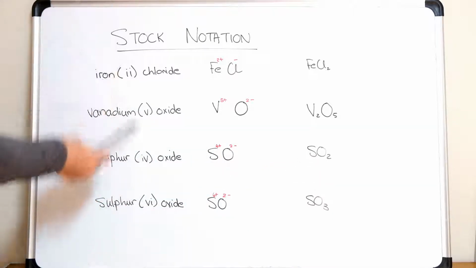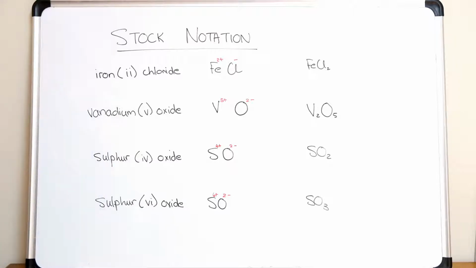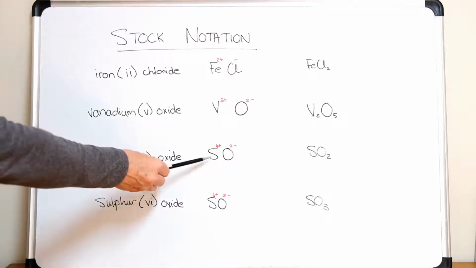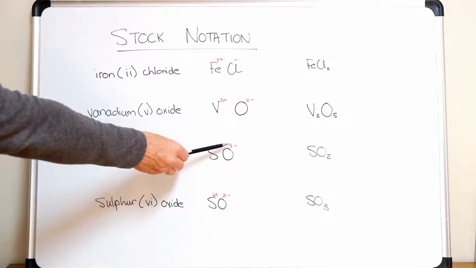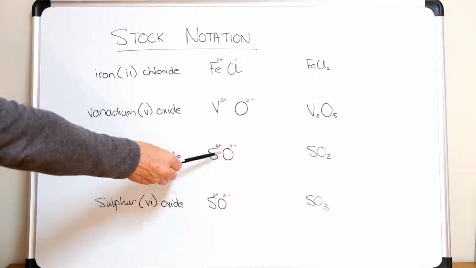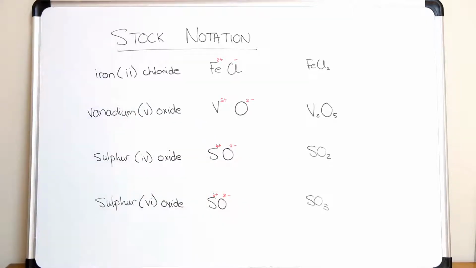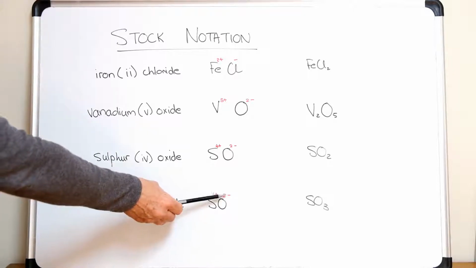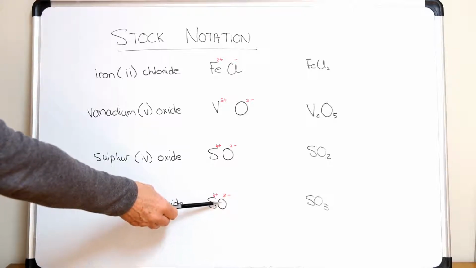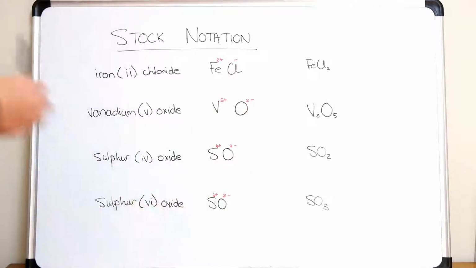So the Stock notation can be used with metals or with non-metals. We normally see it with metals. To get back to this formula, because sulfur's oxidation number is positive 4, oxygen is negative 2, so we need 2 oxygens to make this neutral. So the formula is SO2. In this one, sulfur is positive 6, oxygen is negative 2, so we need 3 oxygens to make it neutral. These are the formulas for each of these substances.